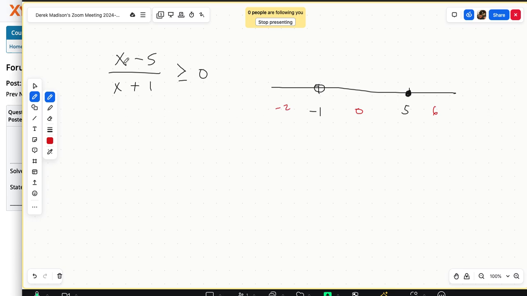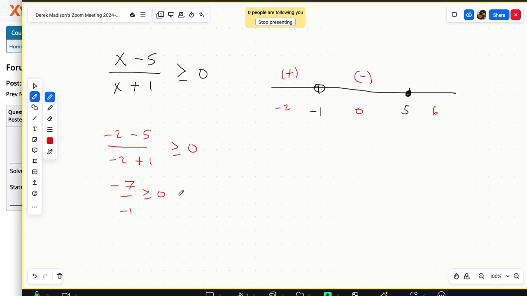So if we do that, if I plug in -2, I get -2 minus 5 over -2 plus 1 is greater than or equal to 0, true or false. -7 over -1 is greater than or equal to 0, and that is true because negative over negative would be positive. So that region right there is positive, so we're going to end up including it, which I'll do in a second. If I plug in 0, it's -5 over 1, so that is a -5 or negative.